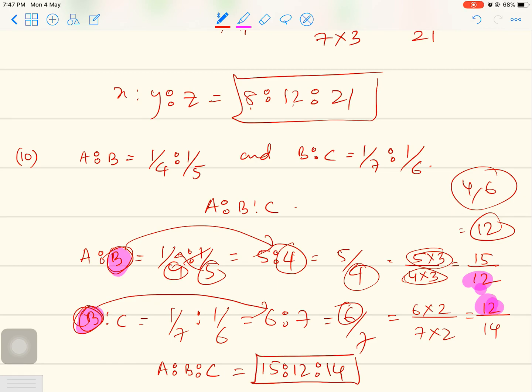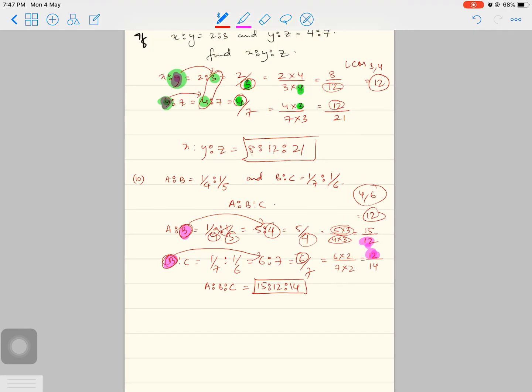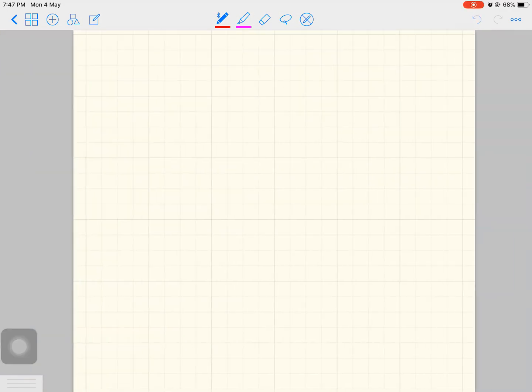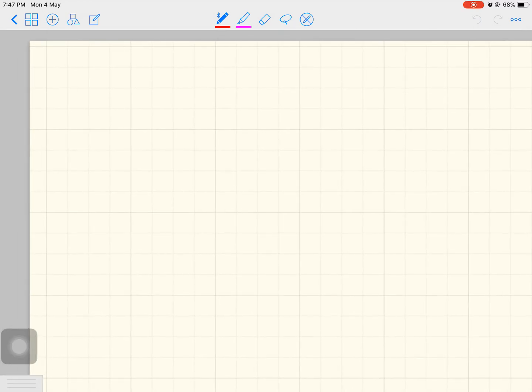So the same type of sum, I have solved it for you. I suppose you can easily do this type of sum. I want you to copy both of these sums in your exercise book. Let's go to another one.